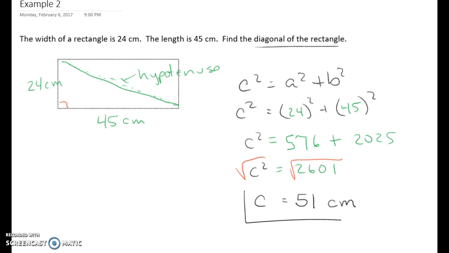rectangle, is 51 centimeters. In the next video, we're going to do a couple more examples, but we're going to move on to see what we should do if the value that comes under the square root is not a perfect square, so we're not getting such a nice whole number answer.